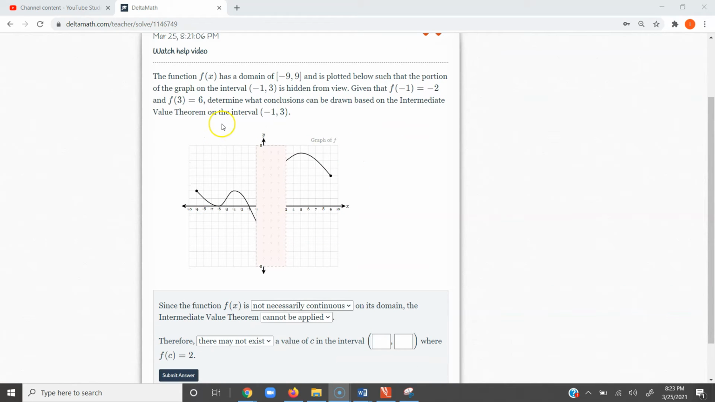And c is an x value, right? So our interval is going to be this x interval from -1 to 3, where f of c equals 2. So not necessarily continuous is what we're going to pick, because it doesn't tell us either way. We're uncertain. But that tells us that we cannot apply the intermediate value theorem unless we know it's continuous. And then there may not exist. Again, we're uncertain. And then our interval matches our x values here. So this is just a little bit of practice to get you familiar with using the theorem and also checking to see whether the theorem applies.